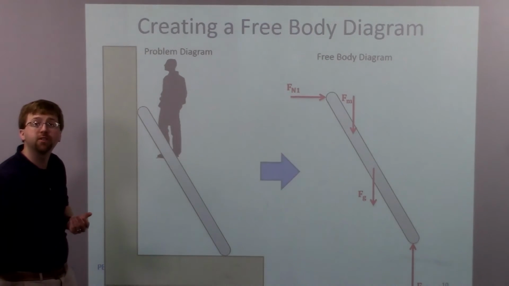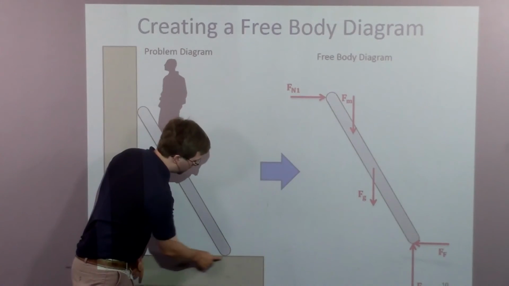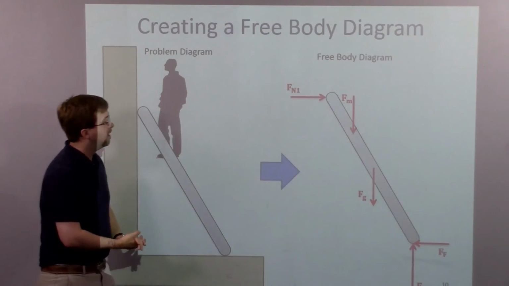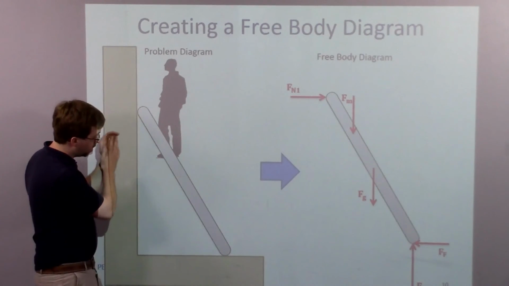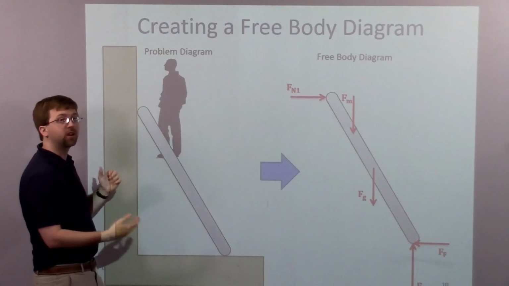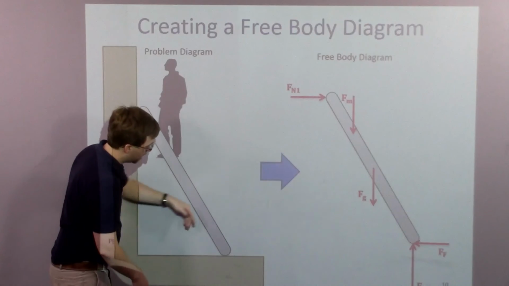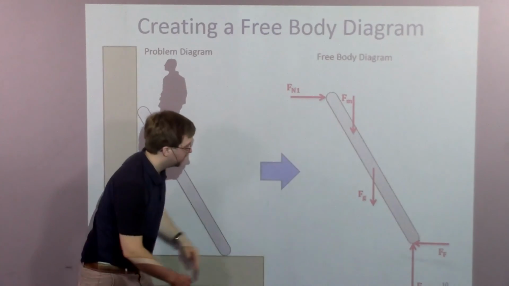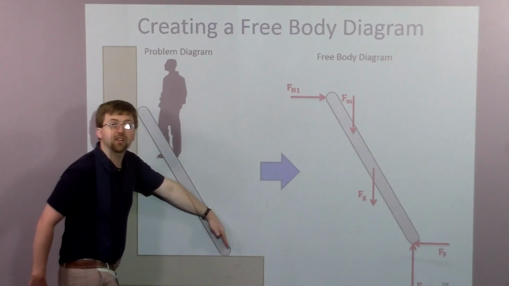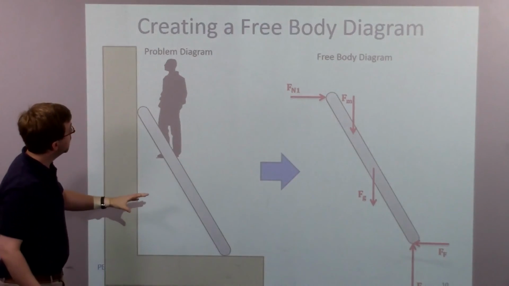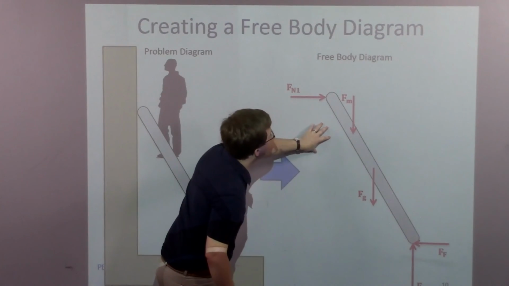So anywhere I have a rough surface, I'm going to have a friction force. And that friction force is parallel with the surface itself, and it's going to be preventing the motion that would occur. And so if I think about if all of this was smooth, if both of these surfaces were like ice, the ladder would slide out that way. And so to prevent that sliding, this friction force has to be going the other direction. This friction force is what's preventing it from sliding out that way. So here I've gone from an original problem diagram to my free body diagram right here.